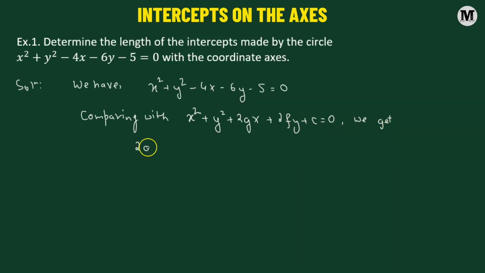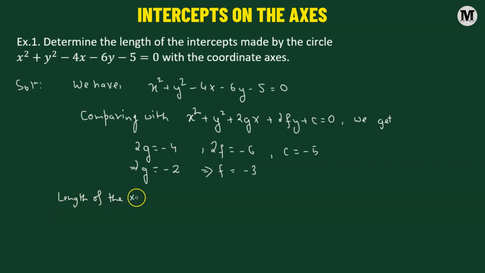So here we have 2g equals negative 4, which implies that g must be equal to negative 2. We have 2f equal to negative 6, so f will be equal to negative 3. And then we have the value of c, so c is given by negative 5. Now to find the length of the x-intercept, that's given by the formula we have just found.